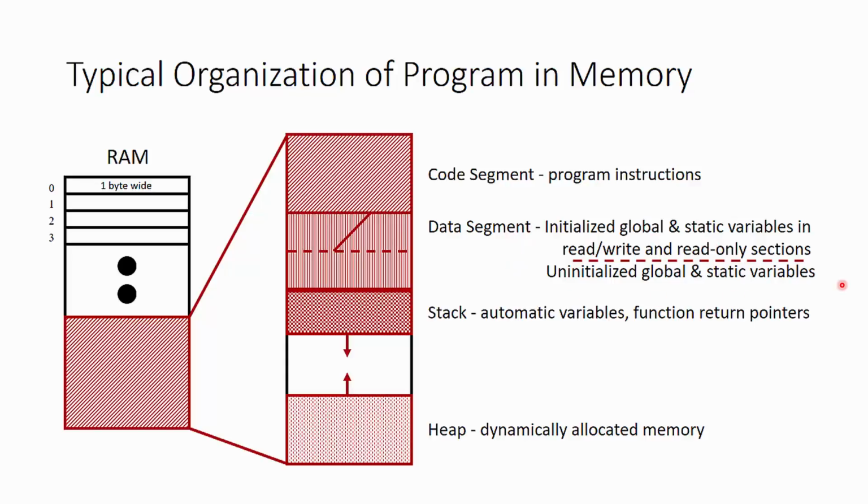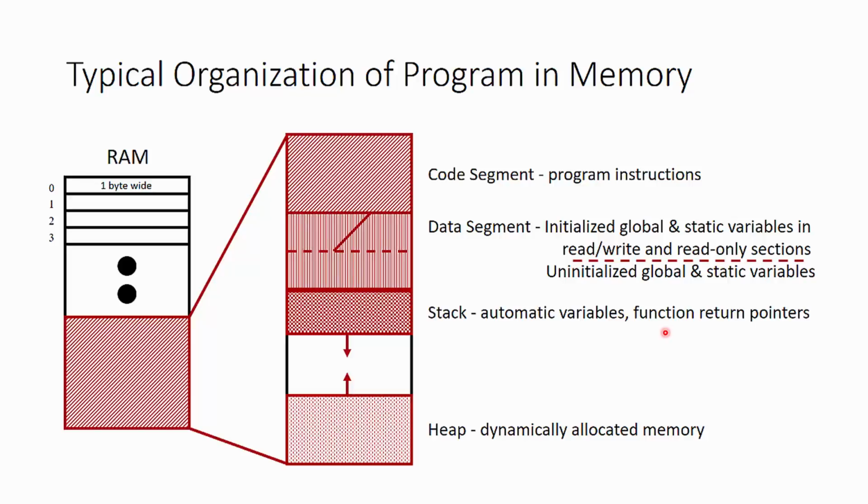And then we have uninitialized global variables, which are stored in a different area. So they've been declared, but they haven't necessarily been given data yet. Our stack is where the automatic variables are created and destroyed, and where our process is storing the function return pointers. So the stack grows down typically, and the heap grows up. The heap is our dynamically allocated memory.